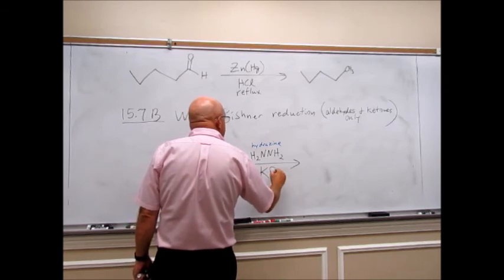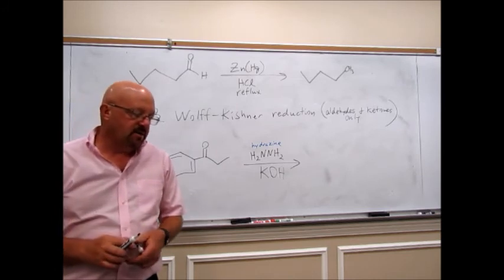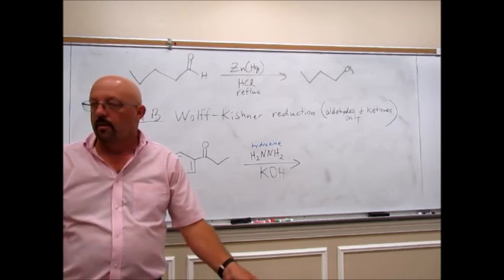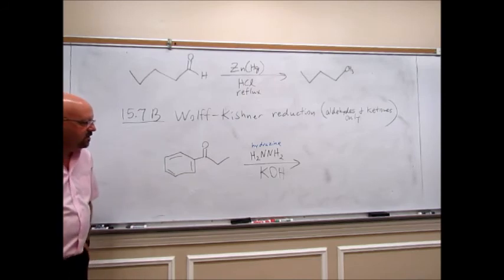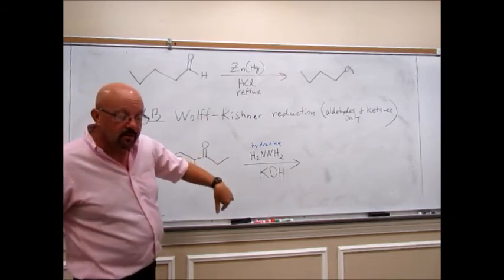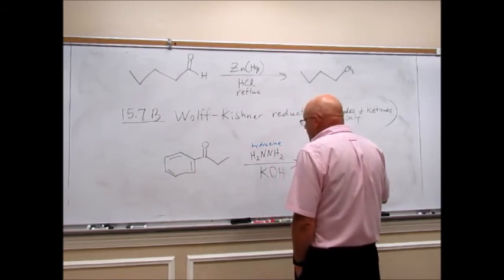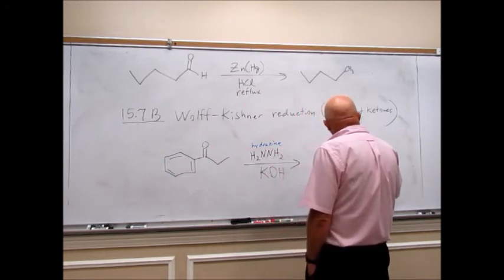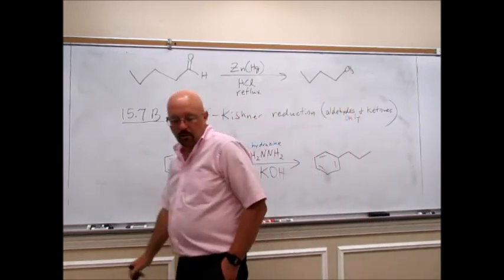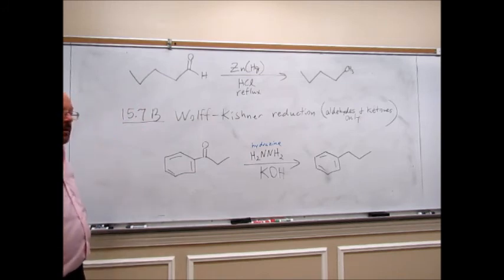Normally it's potassium hydroxide, just because it's soluble in the hydrazine. Sodium hydroxide is not very soluble in the hydrazine, so it's always potassium hydroxide. So we use hydrazine and potassium hydroxide. That will reduce that carbonyl down to a CH2, just like we did with the Clemmensen. We get the same product here. So again, that works for aldehydes and ketones. We can do any aldehyde or ketone.